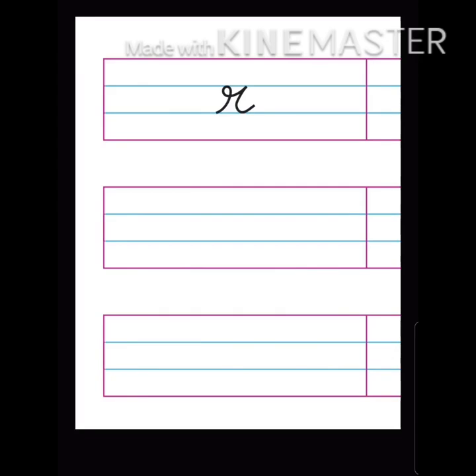Okay, children. Today we are learning the alphabet R. How to write the alphabet R. I will be showing you. Okay? Now see. From the third line, I start from the third line.